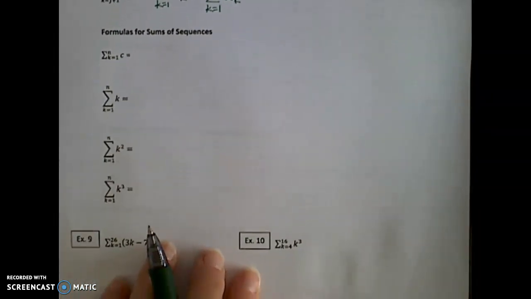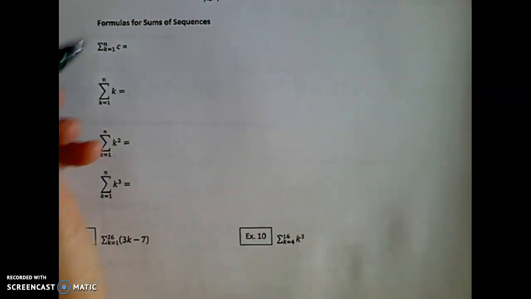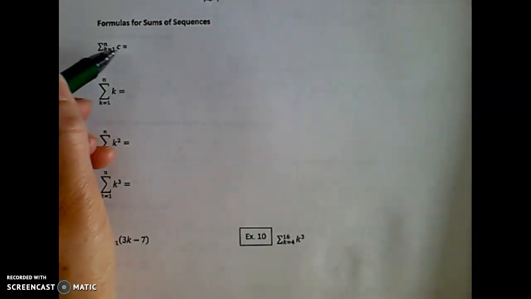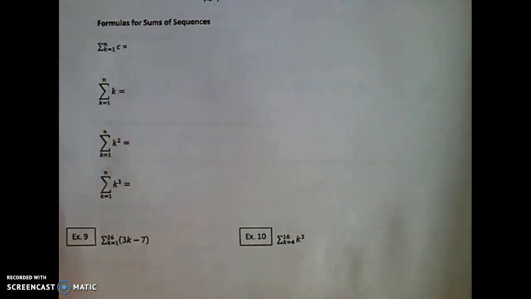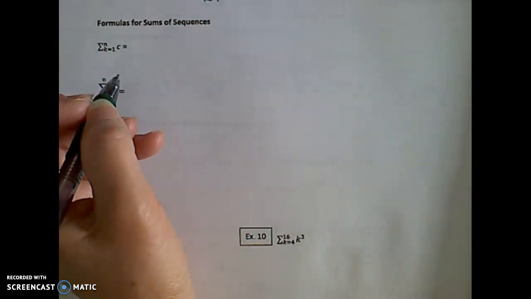All righty, here are a couple important sequences. I like to look at them before I prove them. This just says if you find the sum of n constants, for whatever that constant c is, what is that?